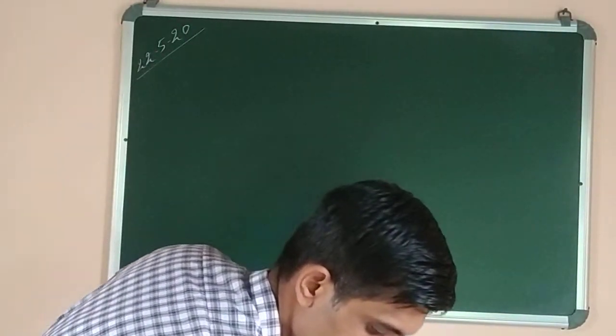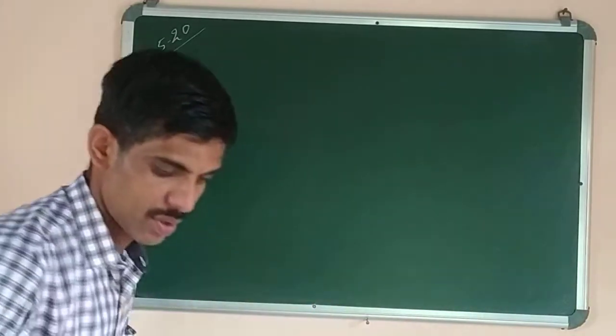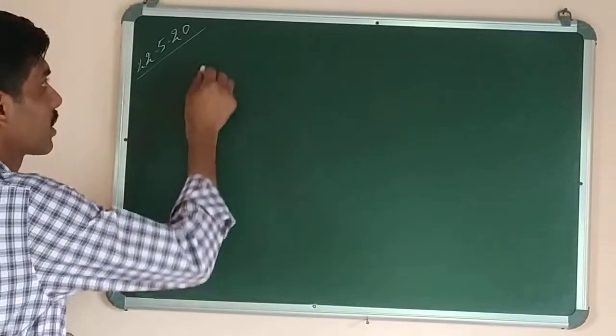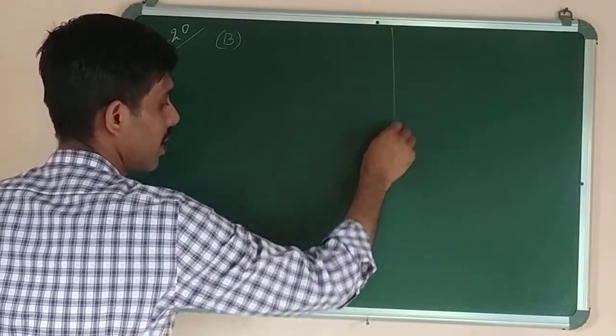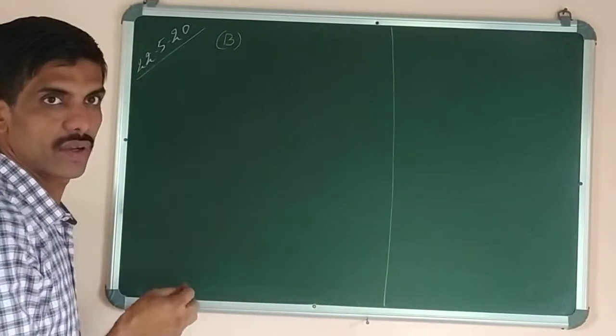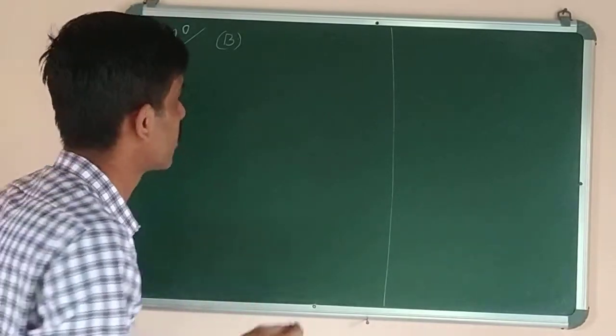Okay, now next question, number B. Choose the correct option. The next question number B is to choose the correct answer, which means we have to find out which one is correct. Out of 4 options, any one will be correct.